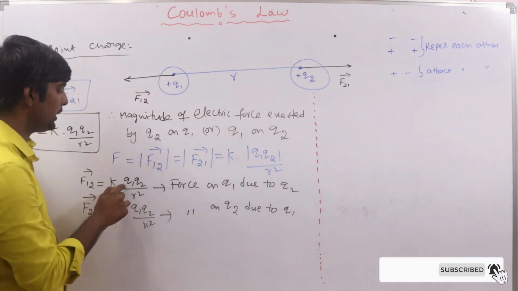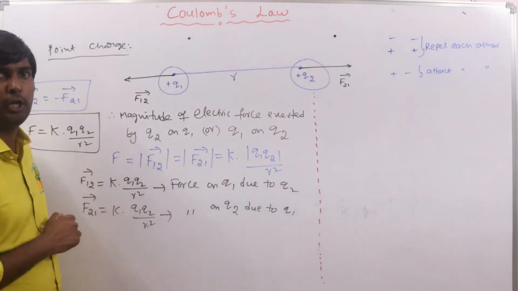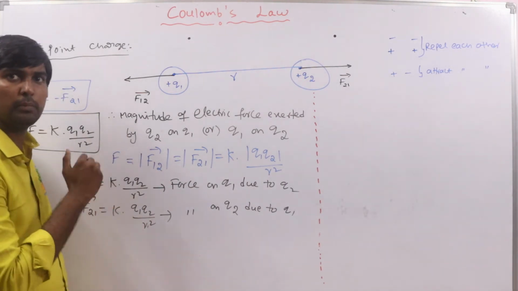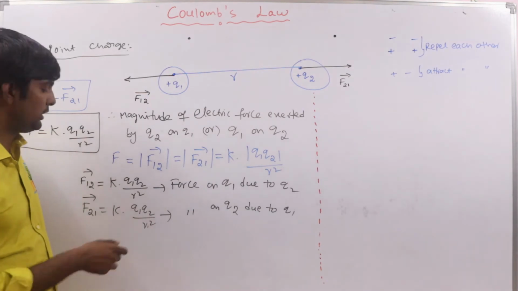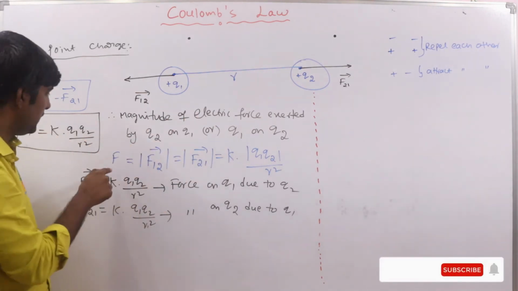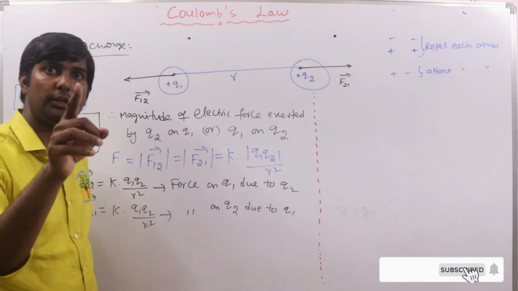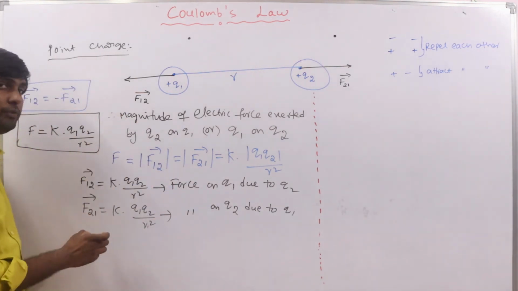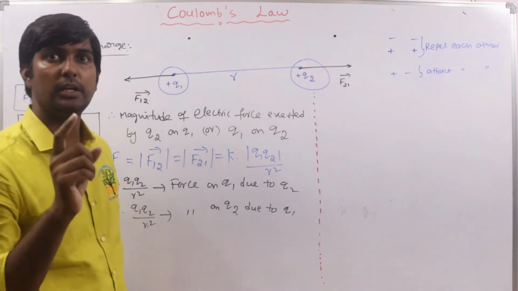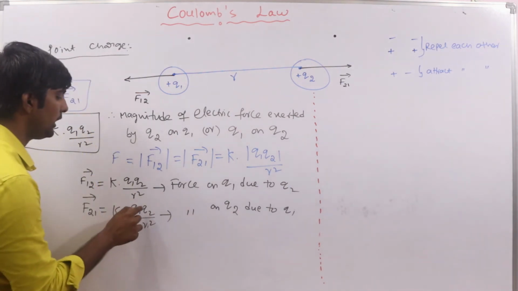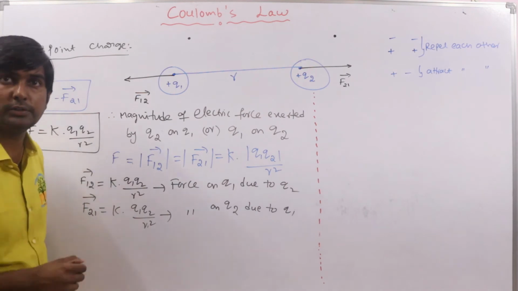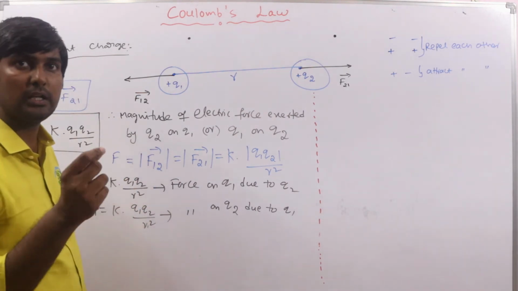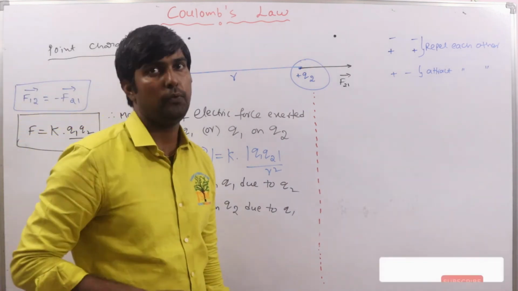Suppose these two, Q1 and Q2, are same charged. Both are positive, plus into plus, plus only. Both are negatively charged, minus into minus, plus only. It means if the force is positive, then that is repulsive force. If the force is negative, then that is the attractive force, right? If both are negatively charged, then the force is attractive force and the value will be negative value. That is nothing but the attractive force.